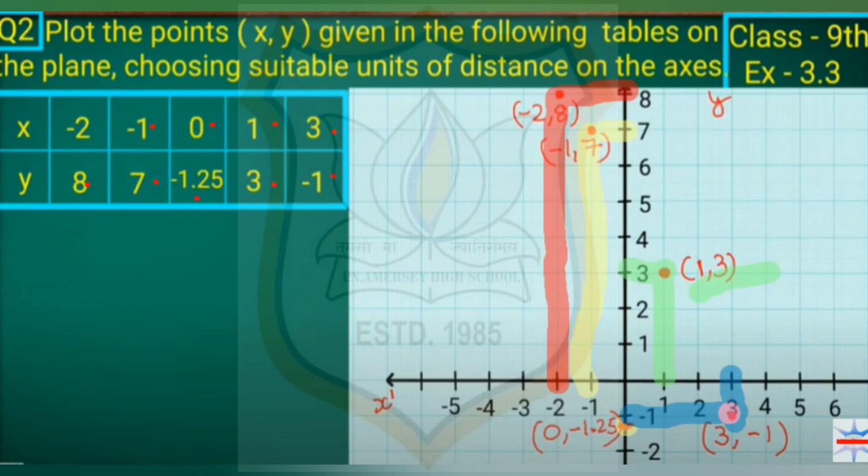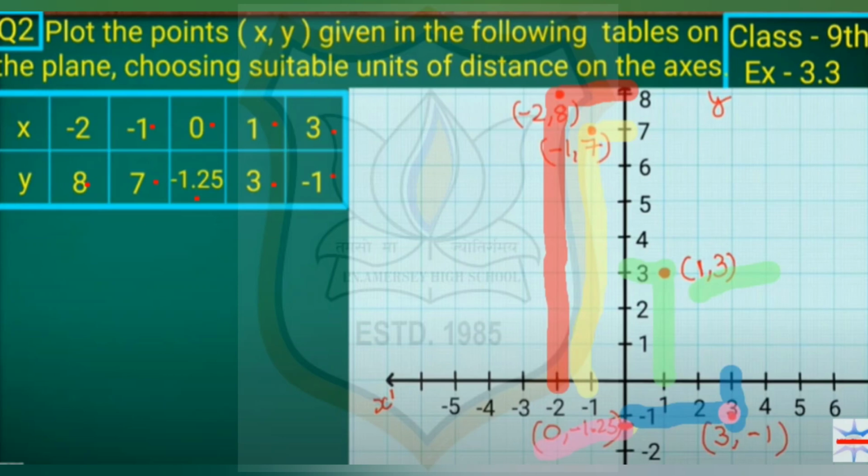So here we have plotted all the values. First we plotted minus 2 comma 8. Next value is minus 1 comma 7, which is minus 1 on the x-axis and 7 on the y-axis. In the same way 0 on the x-axis and minus 1.25 on the y-axis, the point 0 comma minus 1.25.